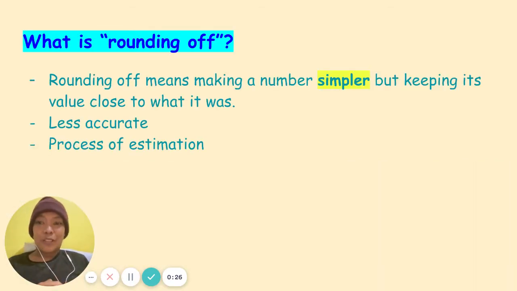Okay, so what is rounding up? Ang rounding up po, it means making numbers simpler but keeping its value close to what it was. Okay, so simpler means smaller or hindi po siya mahaba, it's shorter. So, it's less accurate. It makes your number less accurate but almost equal. So the process of estimation.